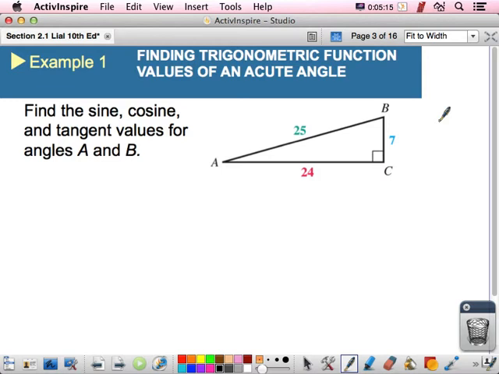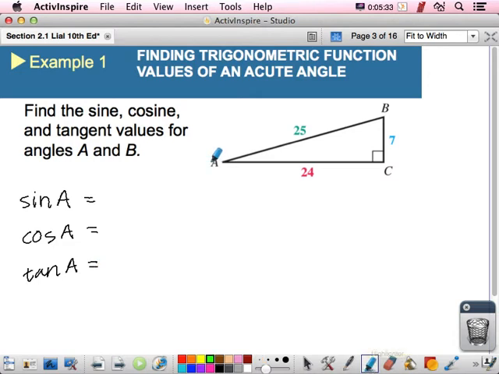So the first thing we want to do is find sine, cosine, and tangent of angle A. So we want to turn our attention to angle A, which is this angle here. So you want to imagine that you're looking from that angle. Now we define sine as the opposite side length divided by the hypotenuse. So in this case, which of the sides is opposite of angle A?